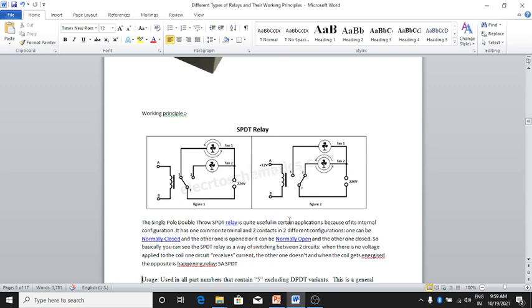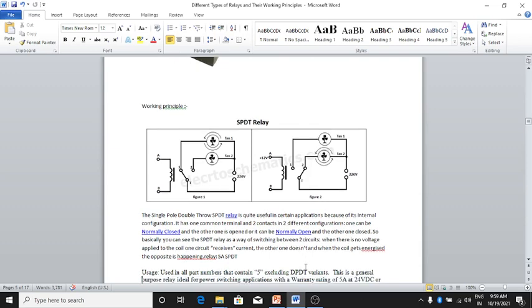Means we can use SPDT as a switching circuit between 1 and 2 applications. I think everybody got the concept.